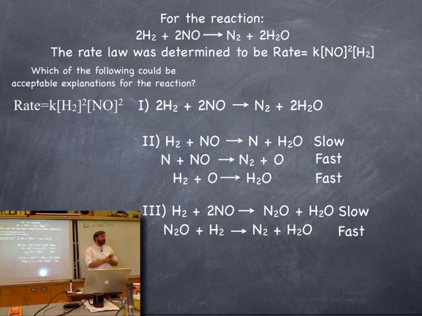Which steps? So step number 1 was, does it add together to give the overall? We checked that. We said, okay, it adds together to get our overall. Second, we want to say, does the rate law match? So I look at the slow step. In this case, there was only 1 step. And I look at the rate law. What would be the rate law for this slow step?